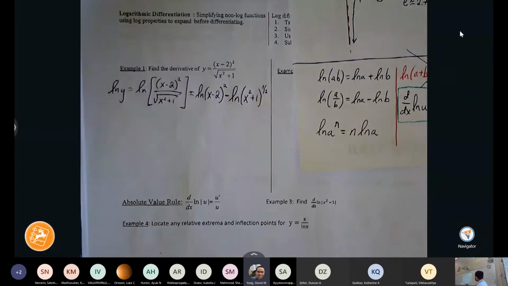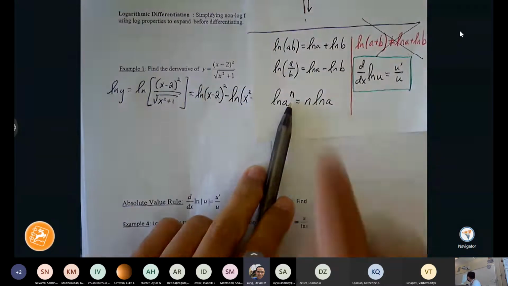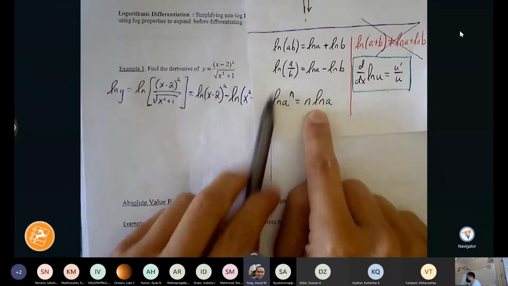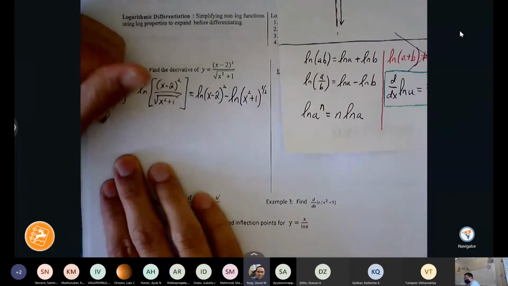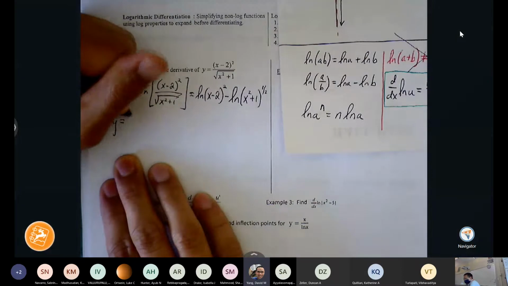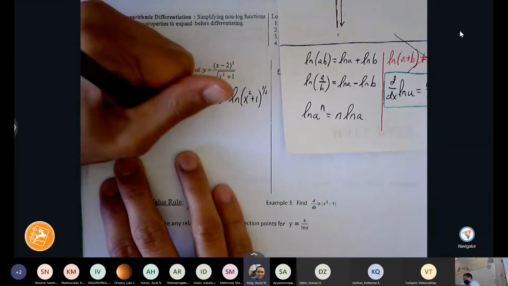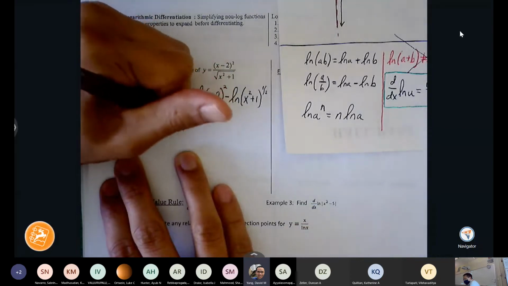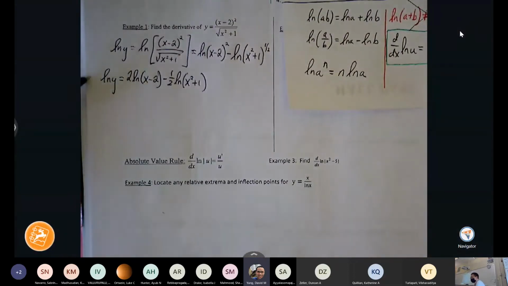Okay, but we can keep going, right? Do you see what else we can do to make this even easier to work with? The exponent. Yeah, let's bring those exponents down. This is not the derivative process. This is simply the power property. Bring that exponent down. Anytime we can bring an exponent down, it'll just make things easier from our derivative standpoint. Okay, any questions so far?